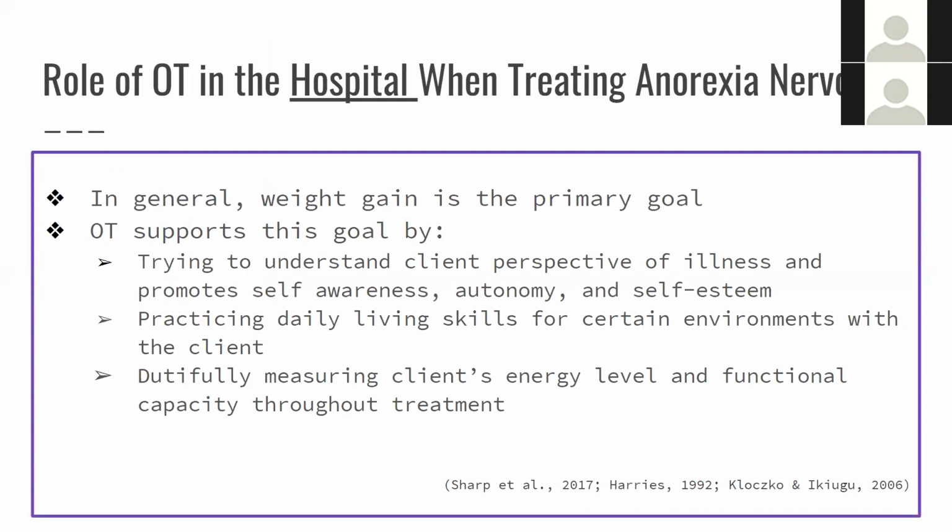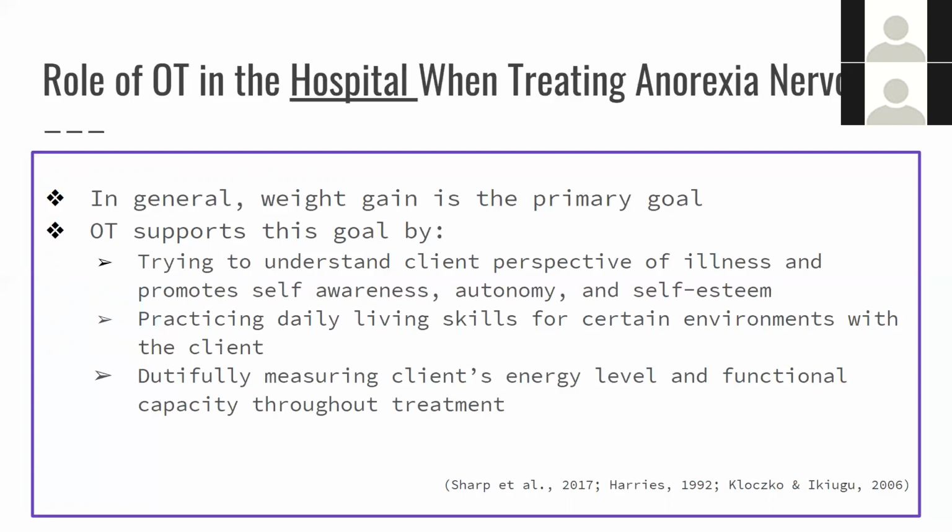Multidisciplinary teams in the hospital when treating anorexia nervosa consist of doctors, dietitians, nurses, psychologists, therapists, and others. They all work together for the client's primary goal of weight gain. A client with anorexia needs to nourish his or her body and gain weight while in the hospital in order to be able to return home safely.